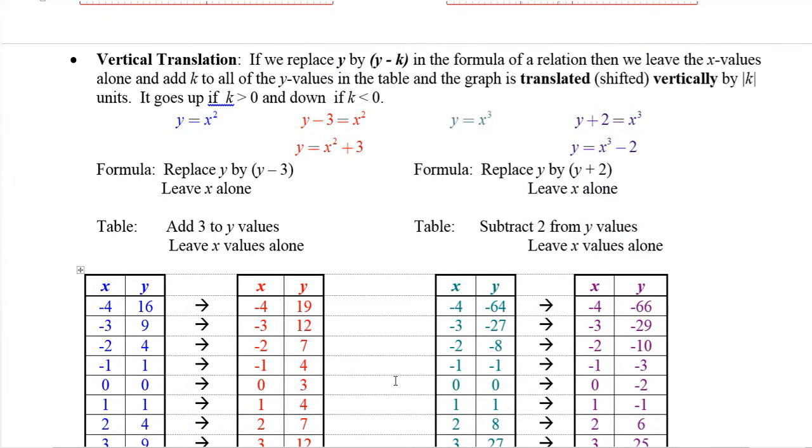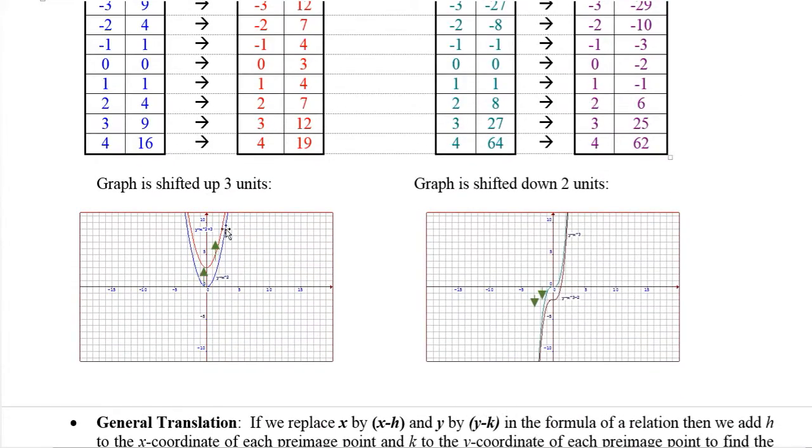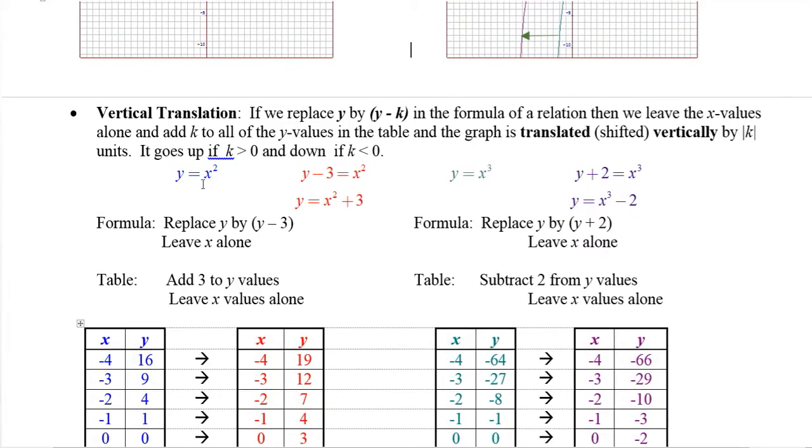Similarly, we have a vertical translation. If we replace y by y minus k in a formula of a relation, we leave the x values alone and we add k to all the y values. Again, notice I built in the minus here. Now, if we look at the blue one here, again, this is y equals x squared, same table, same graph as before for the blue one. If you look at it this first way right here, I think you can more clearly see that the right side of the equation, the x squared, was left alone, and on the left side we replaced y by y minus 3. Solving for y, we get y equals x squared plus 3. In that version, it's not as clear what was changed, but in the version up at the top, it's more clear. We see that the y was changed, not the x.